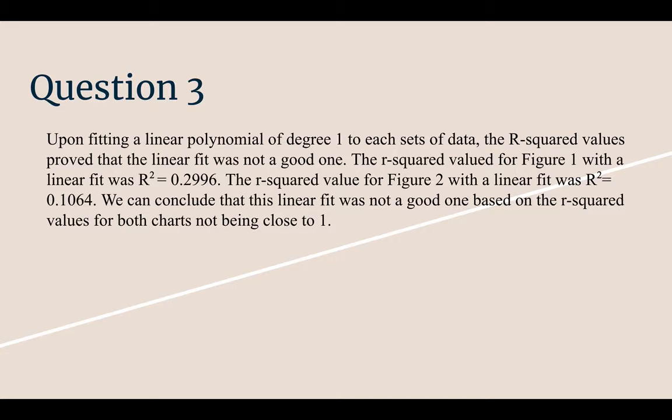Moving on to question 3. Upon fitting a linear polynomial of degree 1 to each set of data, the r-squared values proved that the linear fit was not a good one. The r-squared value for figure 1 with a linear fit was r-squared equals 0.2996. The r-squared value for figure 2 with a linear fit was r-squared equals 0.1064. We can conclude that this linear fit was not a good one, based on the r-squared values for both charts not being close to 1.